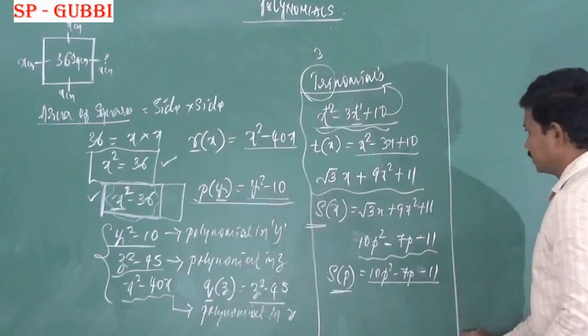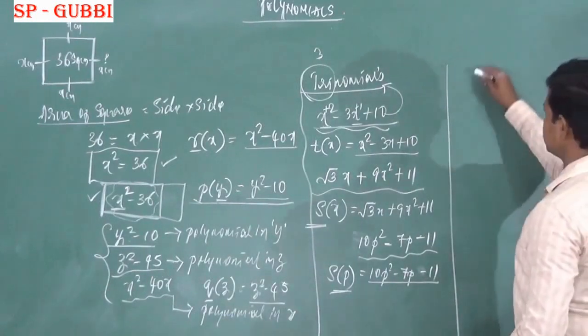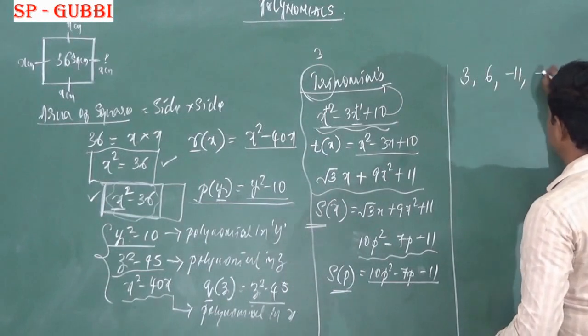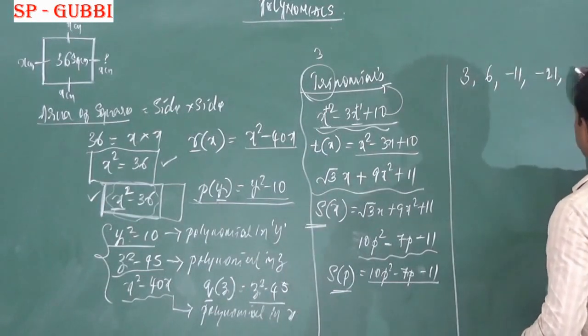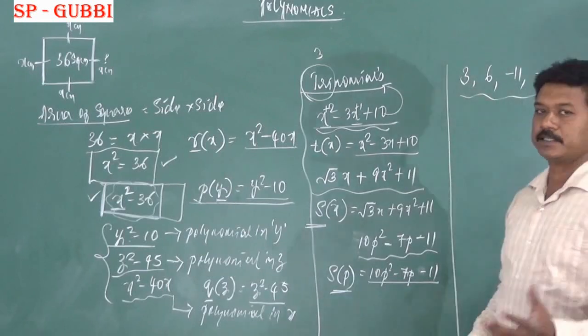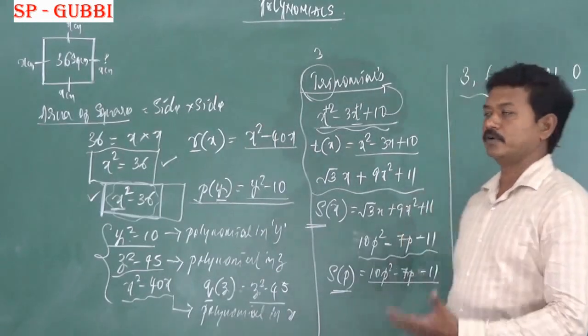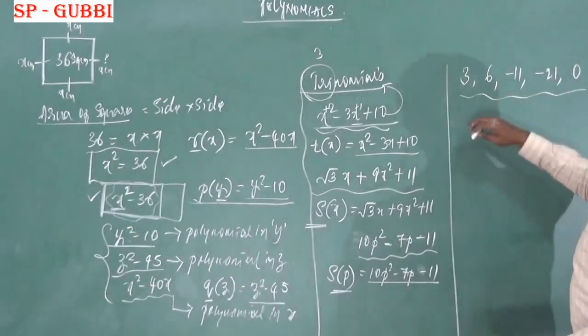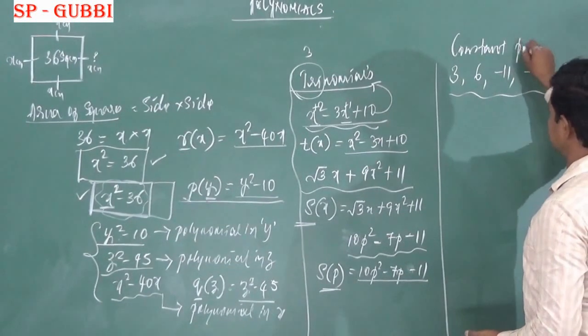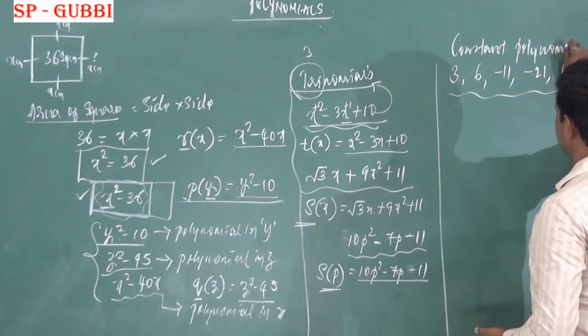So let us go with another category. For example, I have 3, I have 6, I have minus 11, I have minus 21, and I have 0. So what about these? Because they are all single terms. What can we do with this? So these are called constant polynomials.